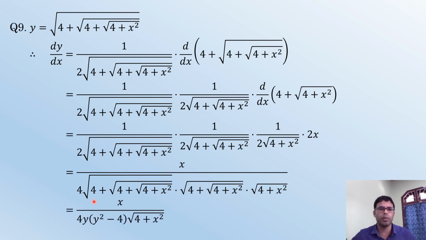So it is 1 by 4, this is y, and this term is actually from here y square minus 4, y square minus 4, and root over 4 minus 4 plus x square is remaining the same, and this completes the solution of the problem.